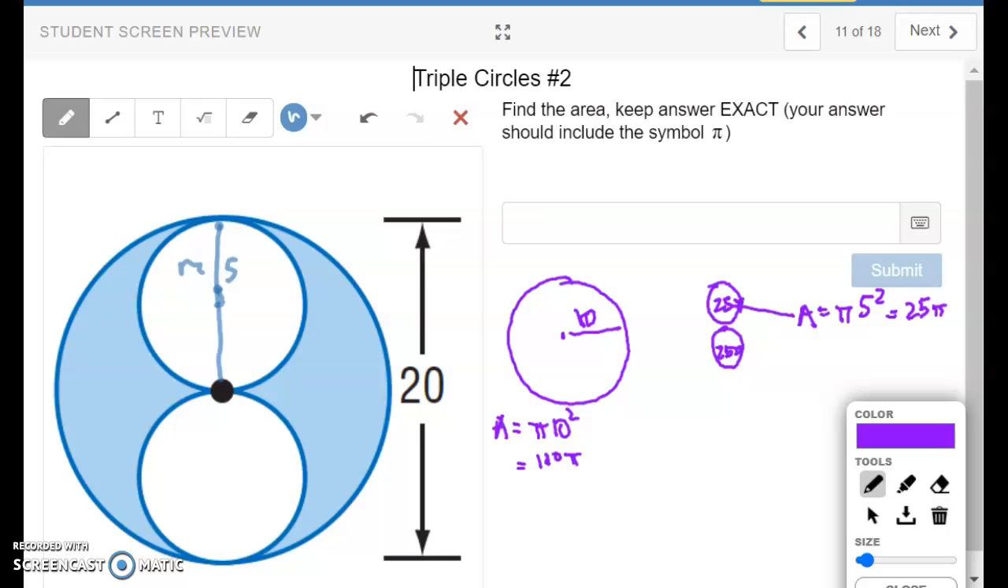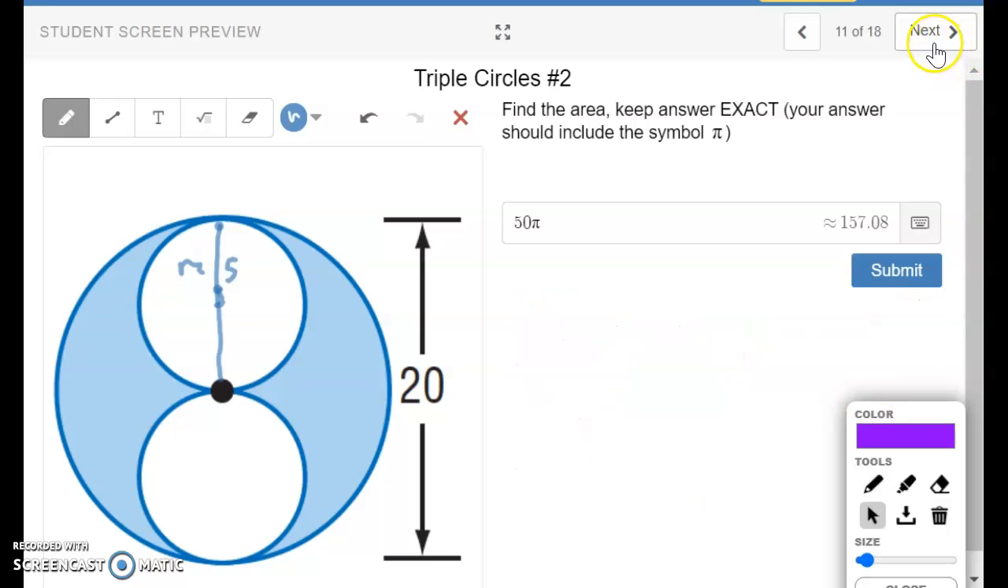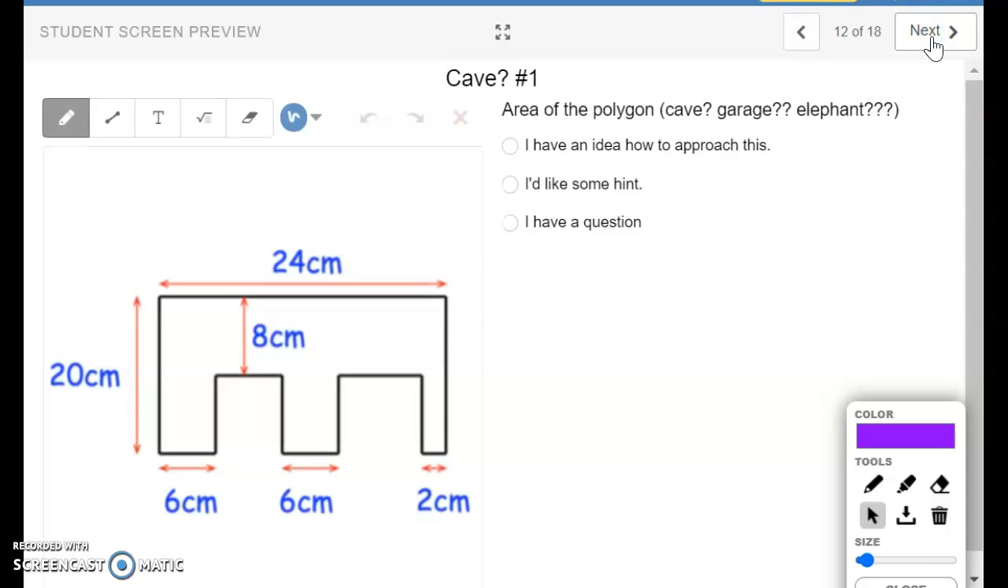And the shaded area really is this big circle take away the two little circles. So this is 25 pi, and this is 100 pi. So that's taking away 50 pi. How many pi's are you left with? You are left with 100 minus 50, which is 50 pi unit squared. So I am going to write 50 pi right there. Then let's move on to the next card.